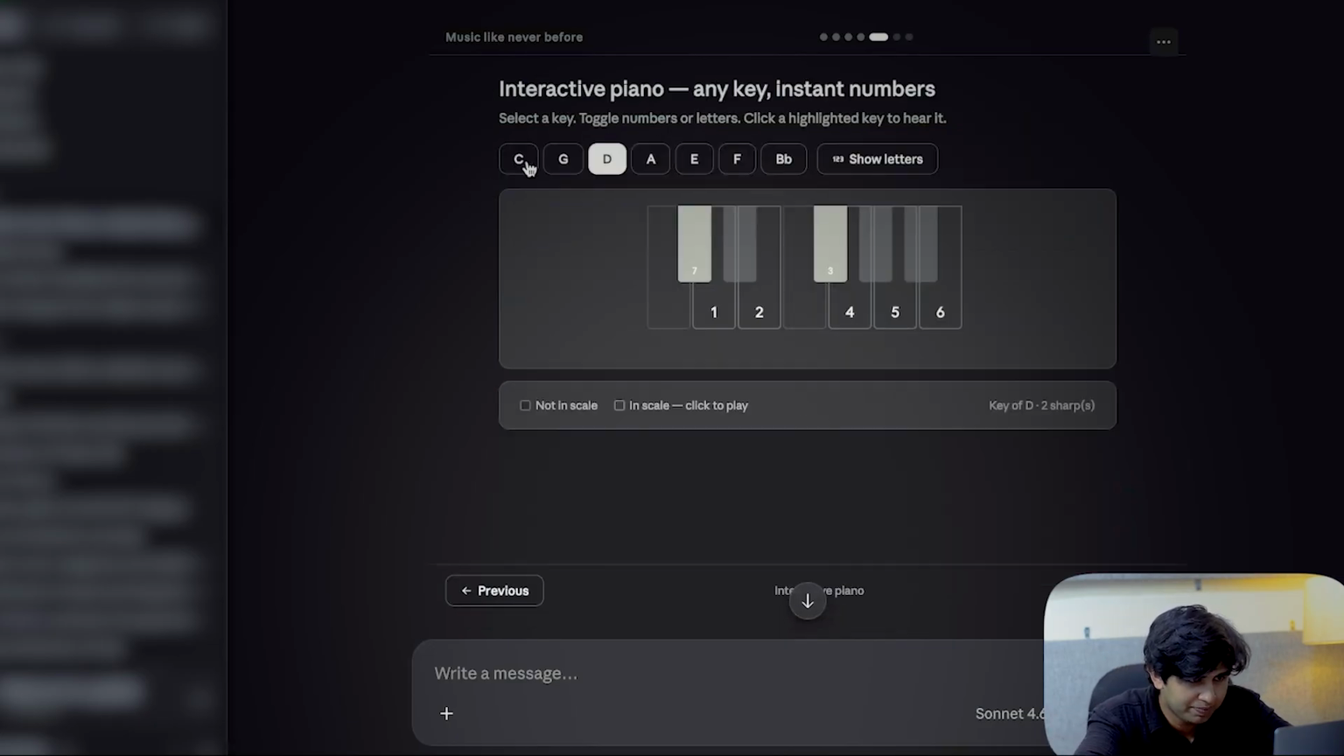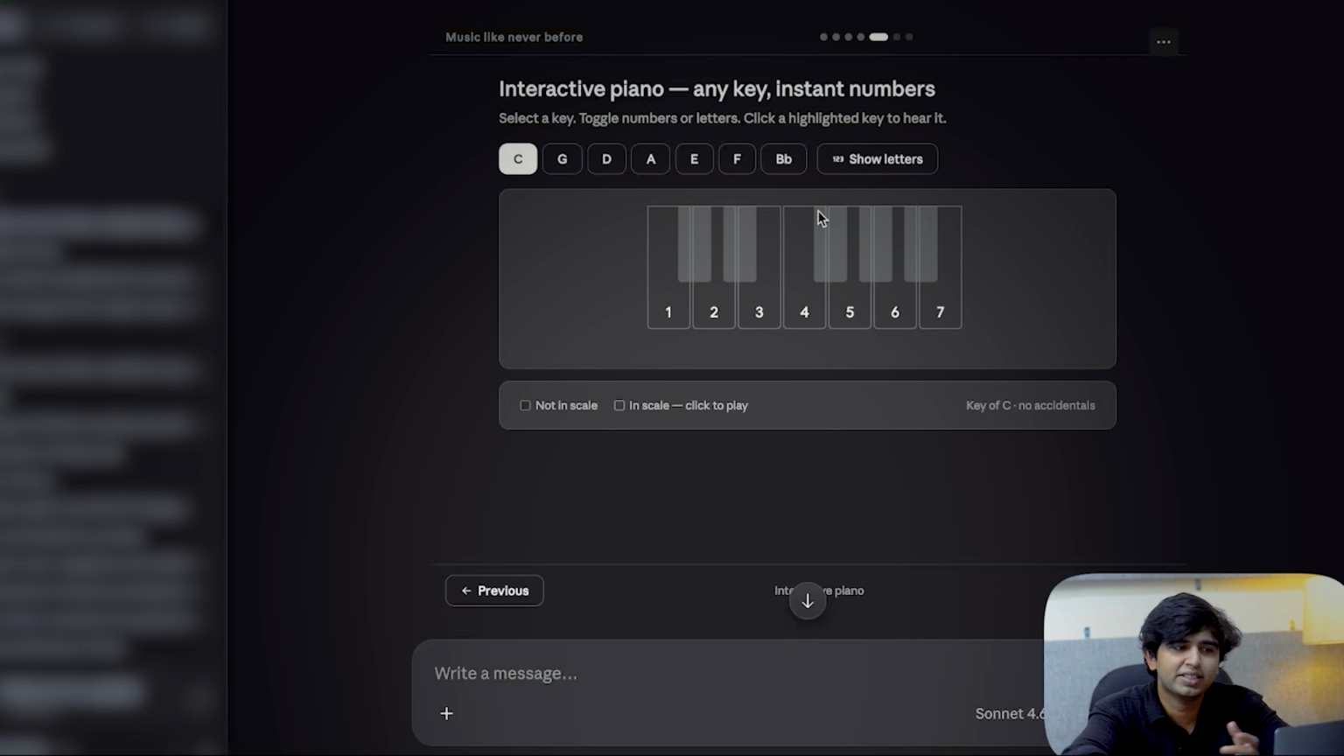Moving on. Okay. See, this is your C major scale, right? D, E, F, G, A, B, and then back to C, right? And then there's G. Now there are numbers also written. Sorry, 1.